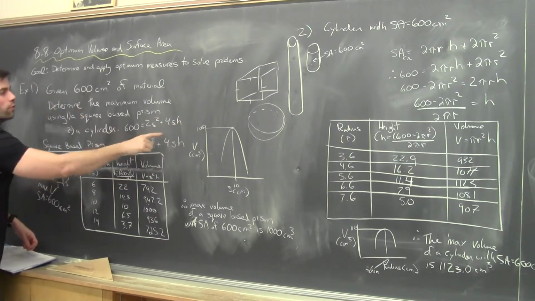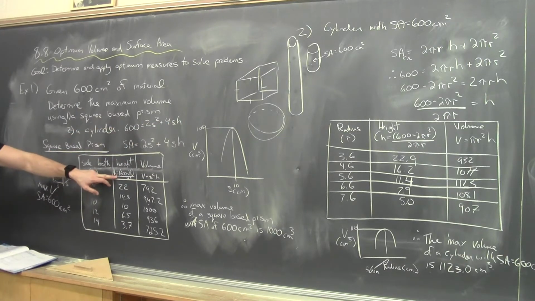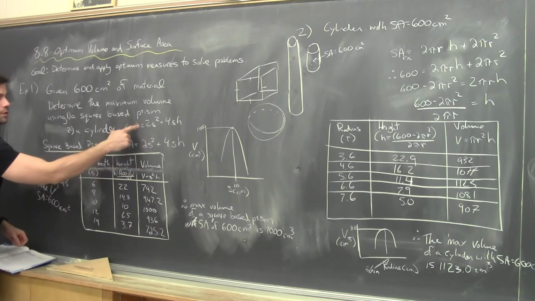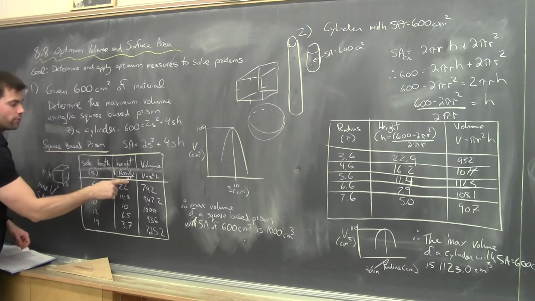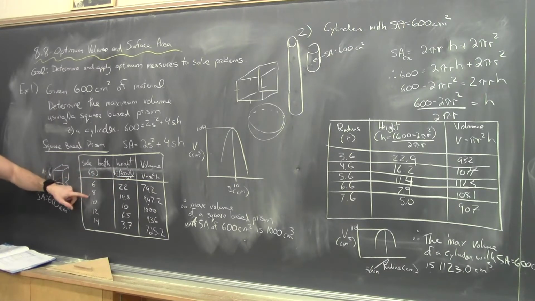And now they've rearranged this formula so that it's in terms of H. So see what the actual value is here? H is equal to 600 minus 2s squared, 2s squared coming to the other side, all divided by 4s. Okay, so that's how they developed that formula for height. So now when we choose this value of s, we can figure out our height.